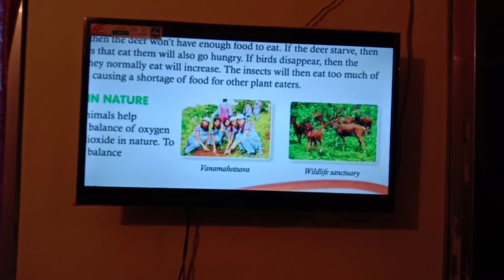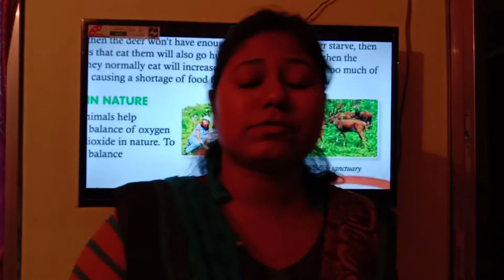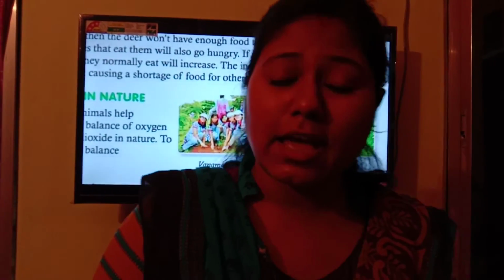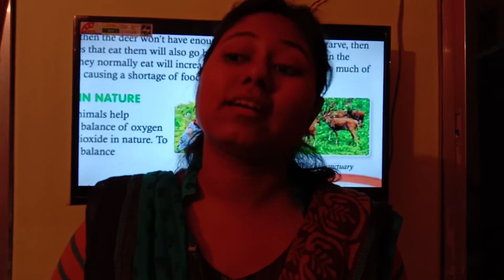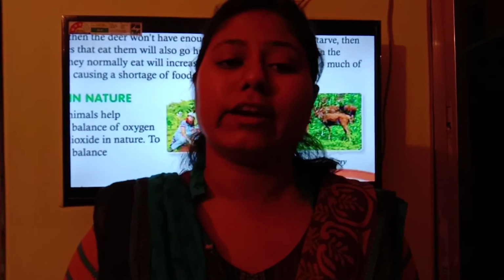So these are balancing. Balancing means plants give us food and oxygen, and we humans give them carbon dioxide, and the plants utilize this carbon dioxide to prepare their food.